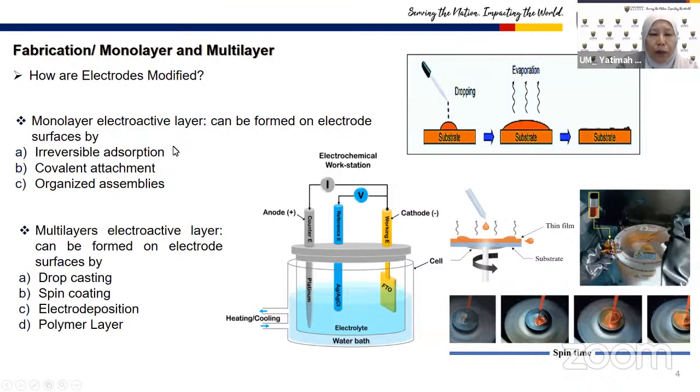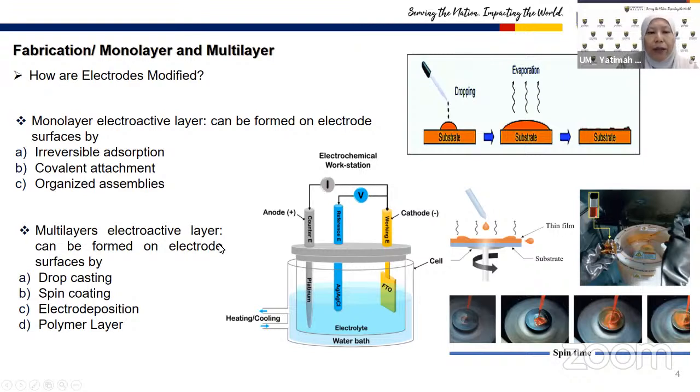Or you can also form a monolayer by having a covalent attachment. So one bond between the substrate and the material of your interest, basically your electroactive layer. Or you can also make a monolayer electroactive layer by organized assembly. We'll see examples later, but the monolayer electroactive layer is the most challenging that we want to form on top of the substrate.